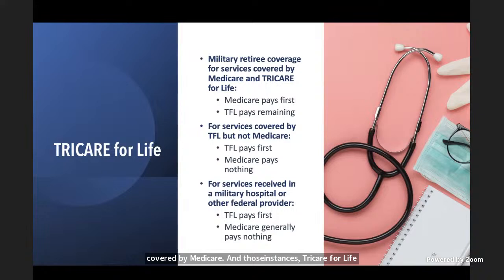And then for services that you've received at a military hospital or other federal provider, TRICARE for Life will pay, and Medicare generally pays nothing. So if you are getting services at a military hospital or a facility that's on an installation, you will generally be using your TRICARE for Life benefits with that.